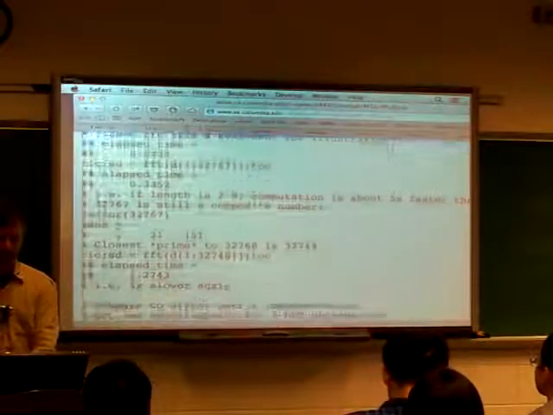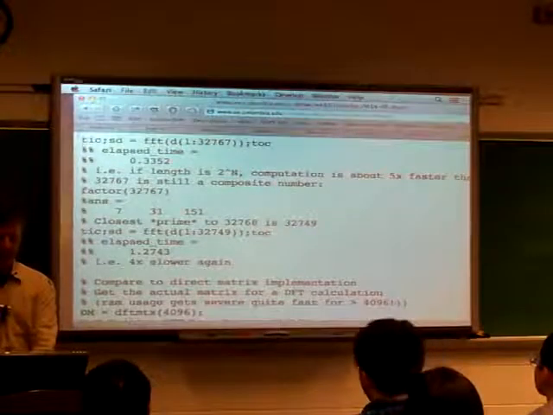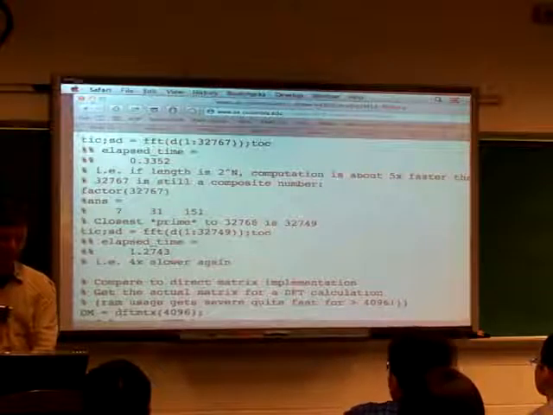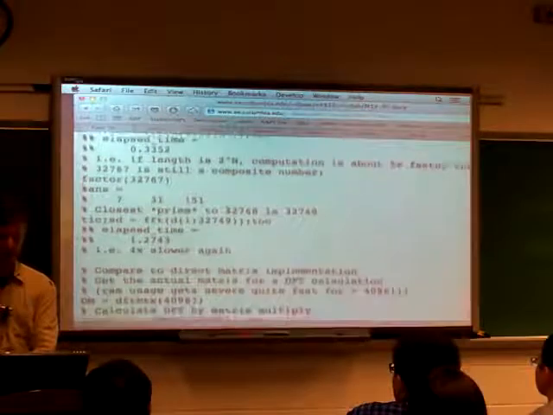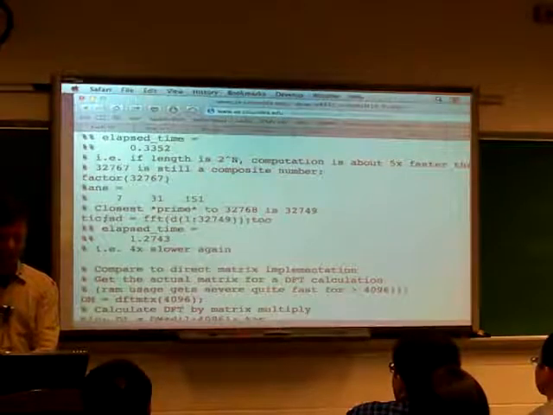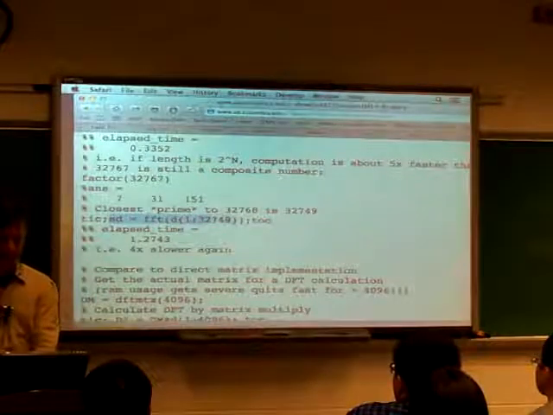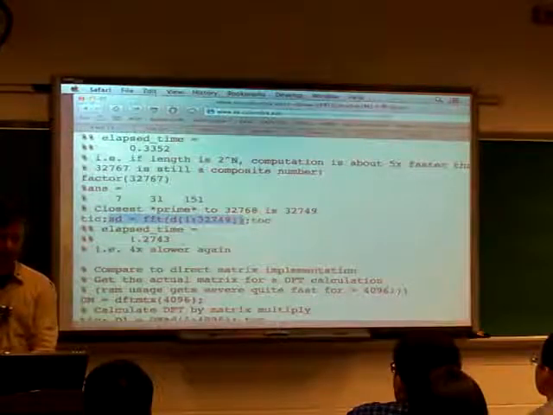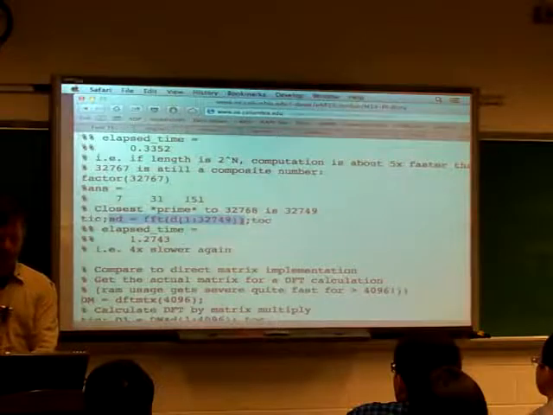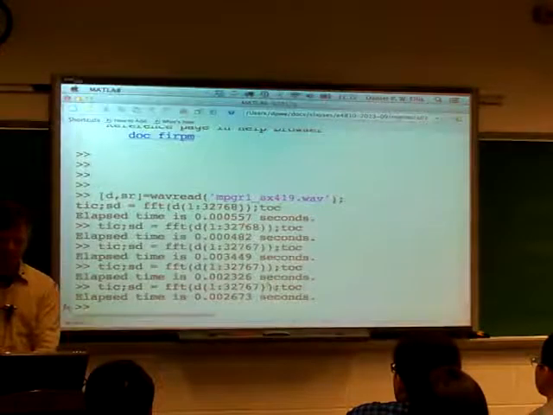just because it can't realize the radix 2 gain. But actually it turns out that 32767 is not prime. It's 7 times 31 times 151. It's got some fairly large prime factors, but it's not exactly prime. The largest prime number that is smaller than 32768 is 32749.